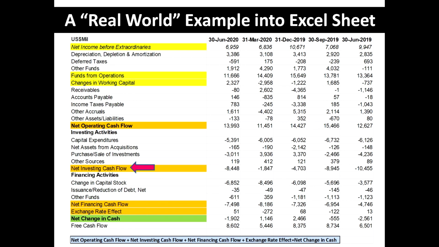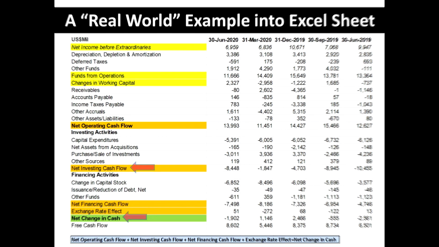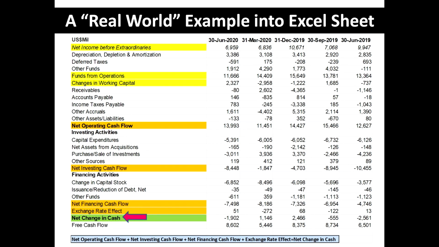As the name suggests, it is cash flow resulting from investing activities such as capital expenditures, which are investments into the business, and purchase and sales of other types of investments that are not related to the business. The next 2 orange components are related to the financing activities and exchange rate effects, which I had mentioned earlier in the video. Adding up the 4 orange shaded items will give us the final net change in cash.